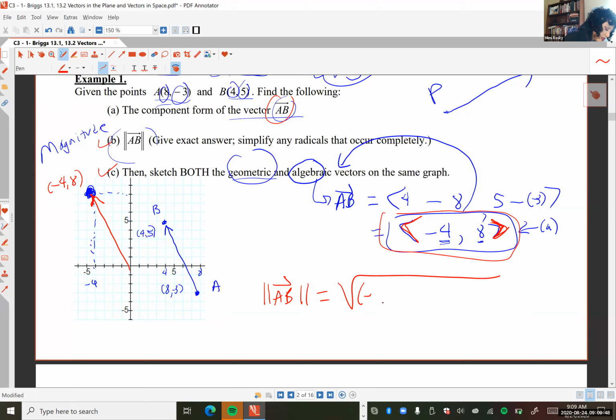And I like you to give me exact answers, so please don't whip out a calculator and give me the decimal result here. I'll mark you off. Sometimes my math lab might ask for it, but typically they want exact answers. I do want you to simplify your radicals completely. So hopefully you remember that 80 is factored as 16 times 5, and 16 is a perfect square. So when you simplify, the magnitude here is 4 square root of 5. And that is a scalar because it's a pure number.